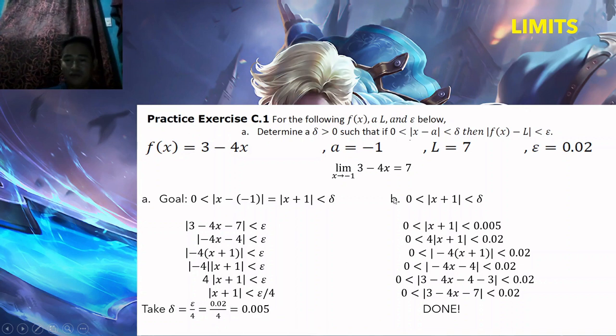Okay, step 2. Now we go from delta. So we replace delta with 0.005. We should be able to form this, because it is part of the definition. So we show that it is less than epsilon. So if it is less than epsilon, then the limit of 3 minus 4x as x approaches negative 1 is equal to 7.